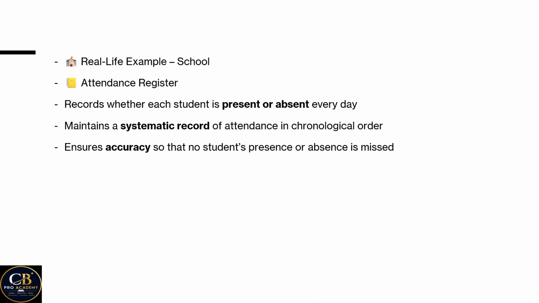let's take another real life example, of school. Okay, so there is an attendance register in the school. What's the purpose of it? It records whether each student is present or absent every day, maintains a systematic record of attendance in chronological order, ensures accuracy so that no student's presence or absence is missed. Now, what does this mean? This is similar to bookkeeping. It focuses on recording facts without interpretation. Okay.